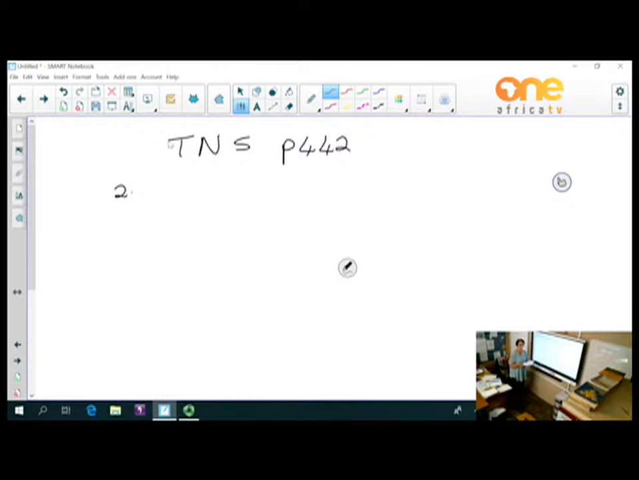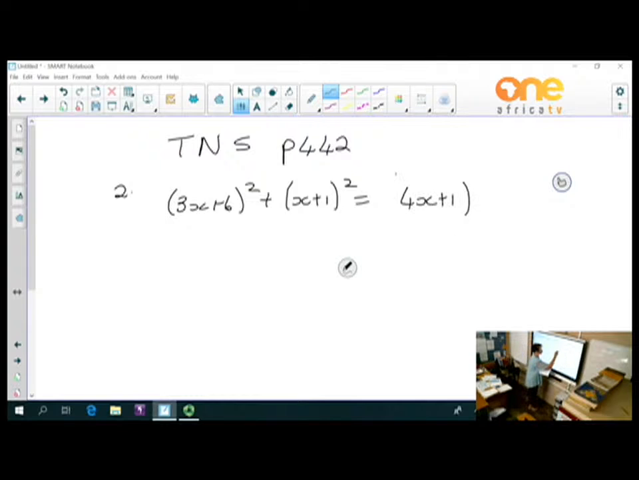Now, before we can do that, we need x. We need to know the value of x. And the only thing that we have here is Pythagoras. So we can say that (3x + 6)² + (x + 1)² is equal to (4x + 1)². There's your Pythagoras that we do.